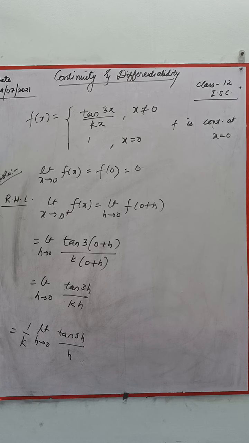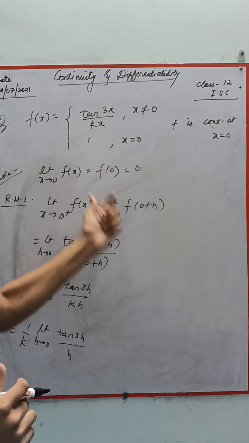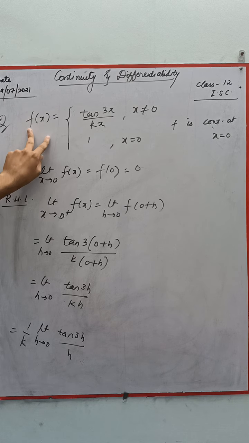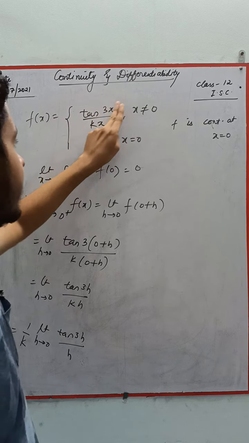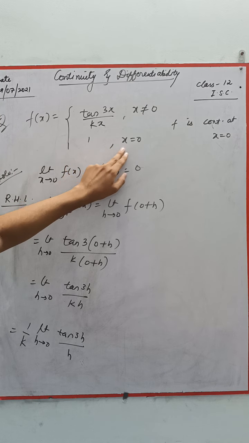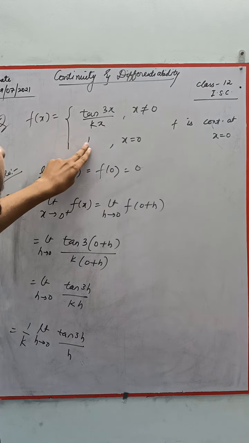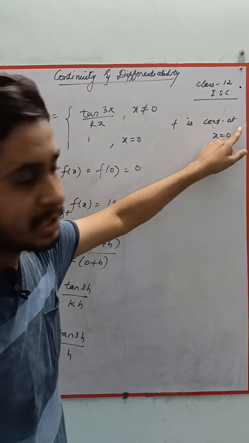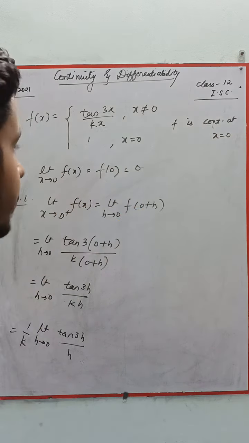Okay, let's take this question. I'm taking again the same kind, but in this one I want to give you an explanation. That is why I have taken this. We are given the function f(x) = tan 3x upon kx, where x is not equal to 0, and when x is equal to 0, the function gives 1 as the answer, provided the function is continuous at x equal to 0.